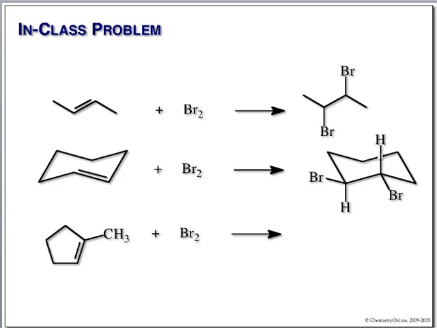And finally, our methylcyclopentene here. We have to somehow show stereochemistry with this one. Again, we need to be able to show that the two bromines are opposite each other, one above the ring plane, one below. Something like this would work. Any questions?